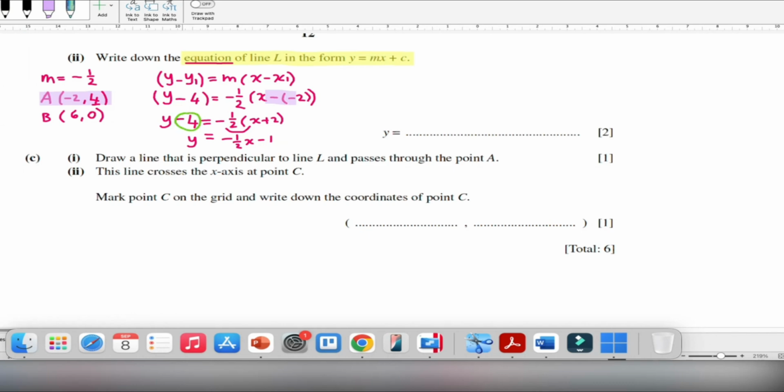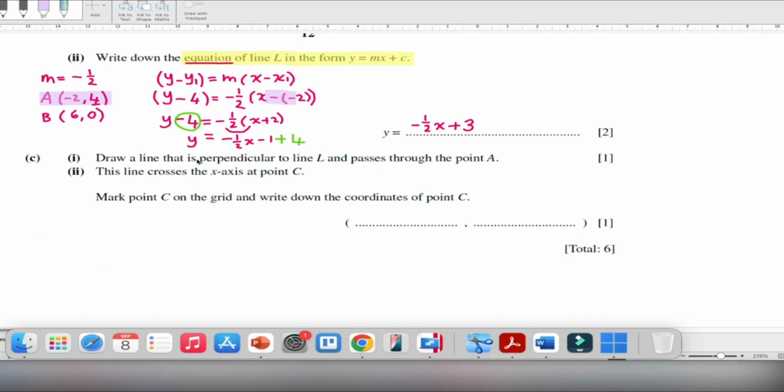So if it's a negative on the one side of the equal sign, it will become a positive on the other side of the equal sign. -1 plus 4 is equal to +3. So the final equation of this line will then be y equals -1/2x plus 3.